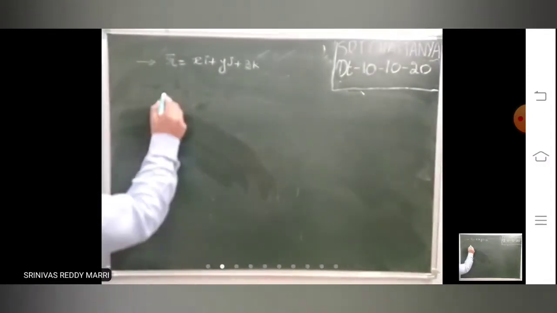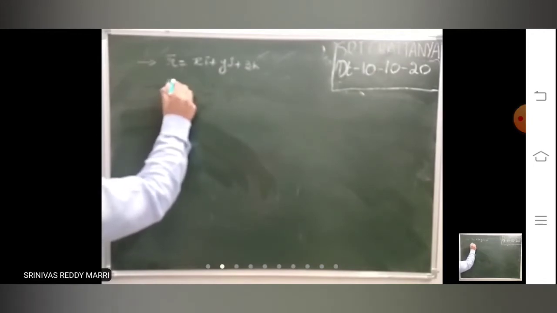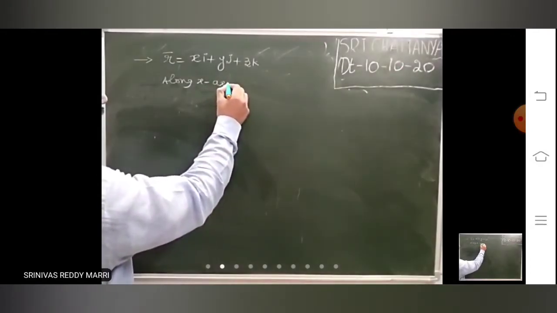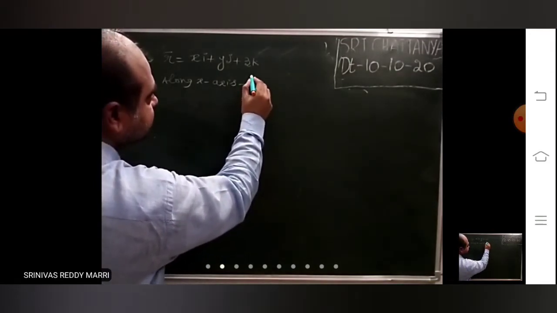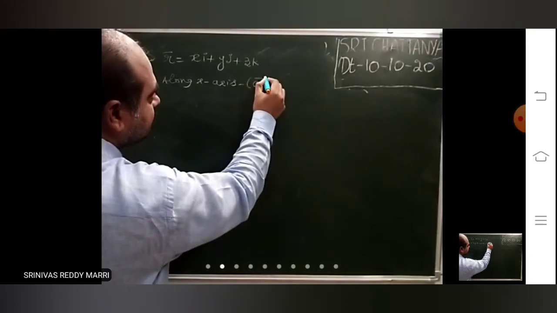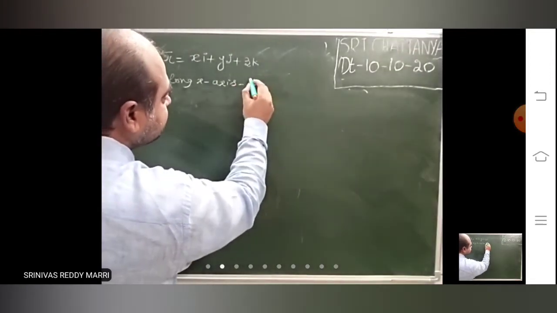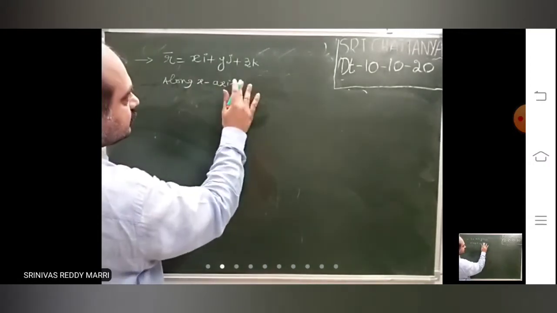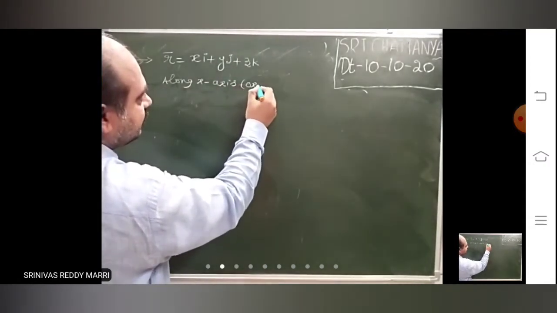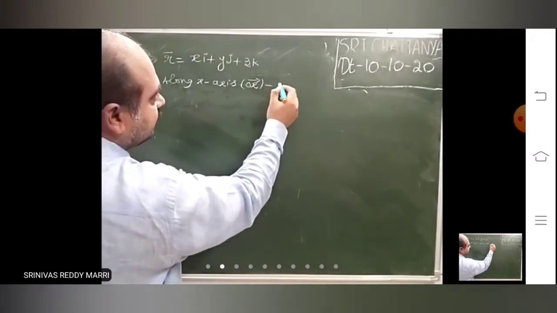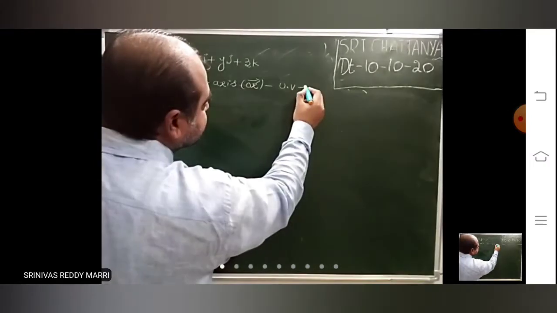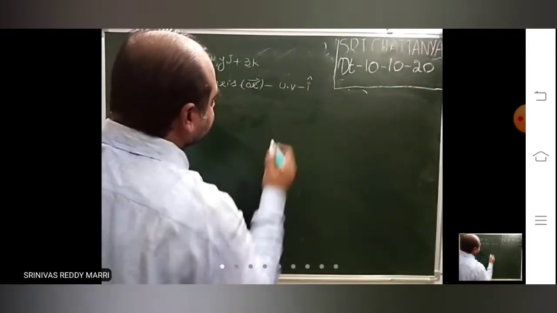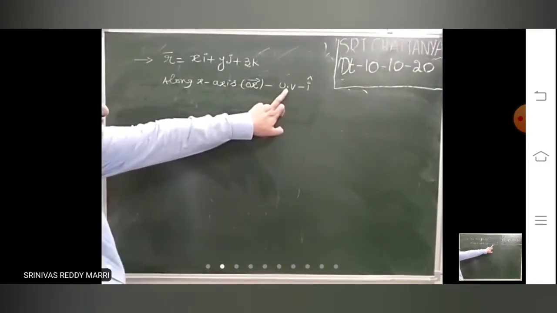x, y, z are scalar components along the x-axis. Along the x-axis, that means OX bar. The unit vector along the x-axis means along OX bar, the positive x-axis. The unit vector is i. The unit vector is along OX.